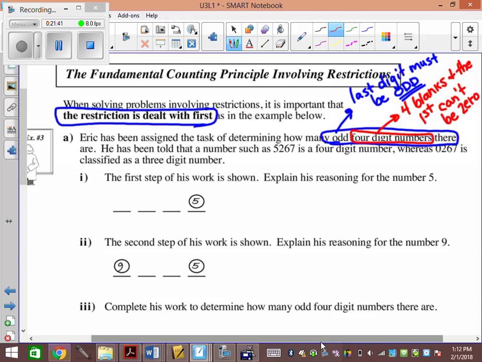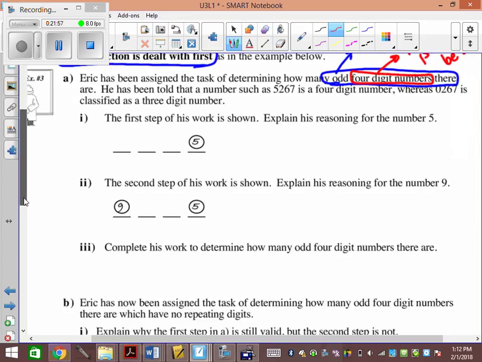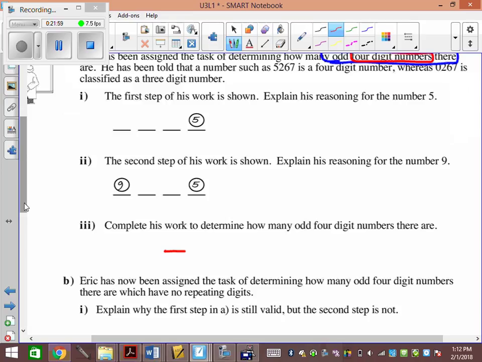Okay? So let's read through it. He has been told, and you will not be told this, such a number such as 5267 is a 4-digit number, where 0267 is classified as a 3-digit. So I'm not going to worry about going through the work as shown. We're just going to do the answer down here. So 4 blanks, right? 4-digit number. Above the blanks, you will always list how many options you have to fill into that blank. Below the blank, you will list the actual options. Okay?